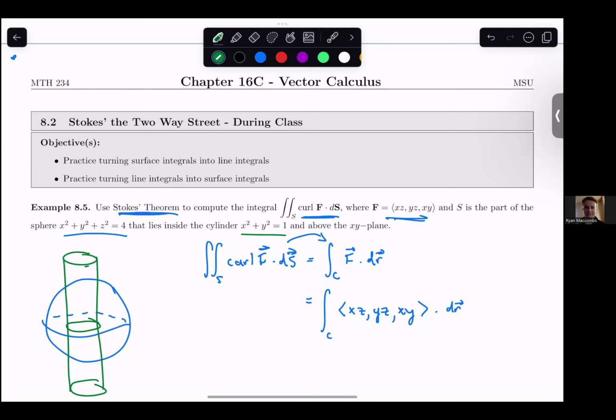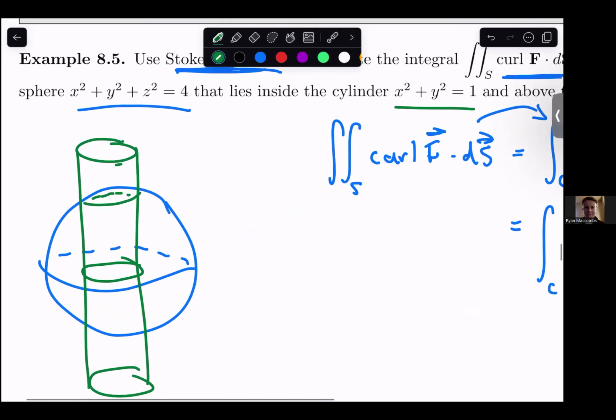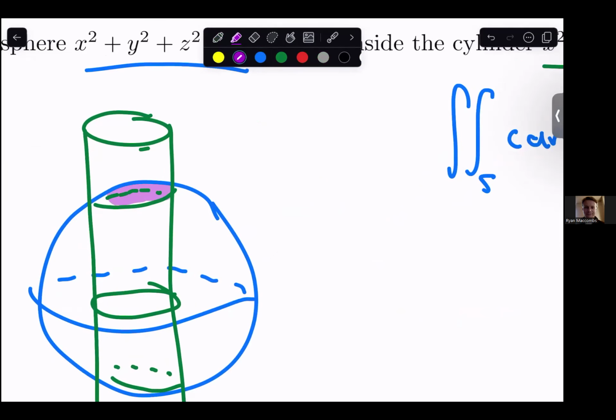And it lies above the XY plane. And that's good because, when I saw this, I thought, okay, well, we have a piece of the sphere up here, but then we also have a piece of the sphere down here that lies inside. But we only want the piece that's above the XY plane. And so if I was to shade this in, it would be this piece up here.